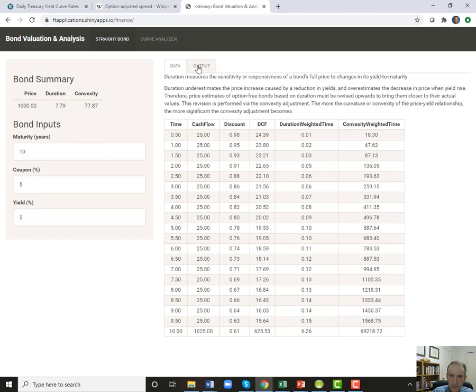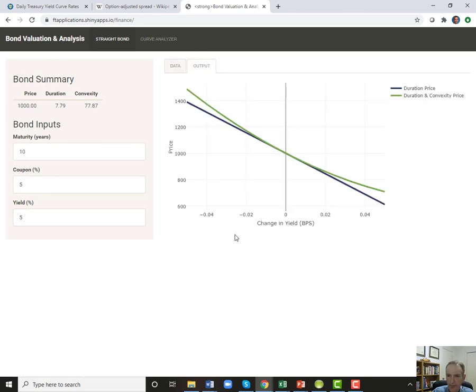And here's the output. So let's look at the output. This green line is how the bond price actually moves. This blue line is how the bond price moves if all you used was the duration formula, that is, minus duration times the change in yield. So we start at 0.0, interest rates are 5%. So here's where interest rates are 5%.